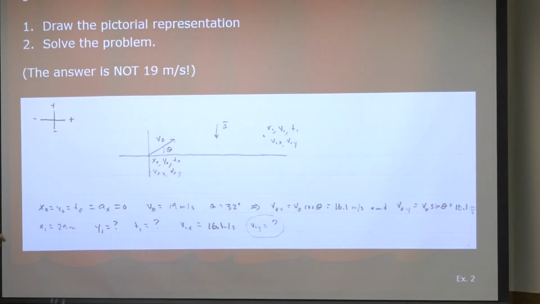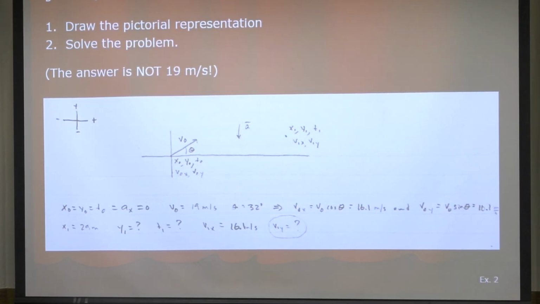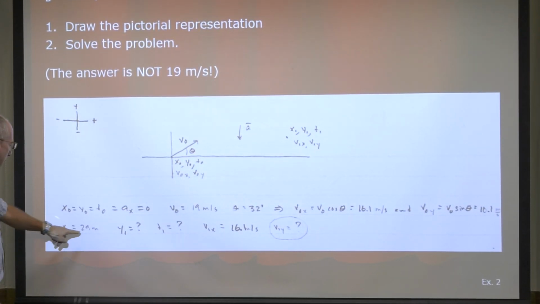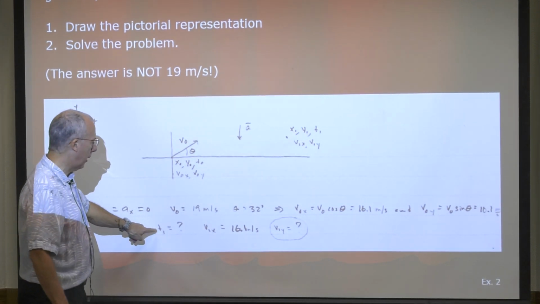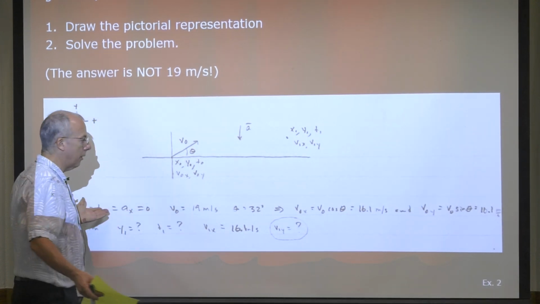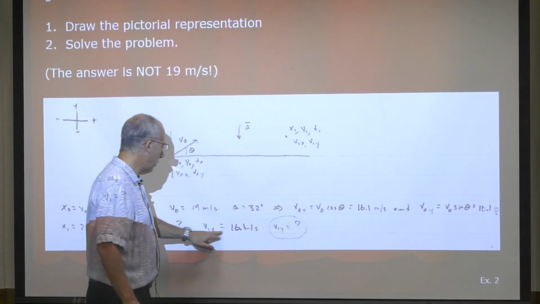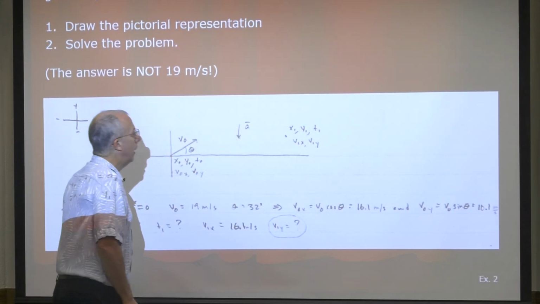Okay, we know x1 is 29 meters. They give us that, right? Thankfully, they gave us that. We have no idea what y1 is. We have no idea what t1 is. Okay, we know v1x has to be v0x because it's free fall, right? v1x is 16.1, v0x 16.1 meters per second.